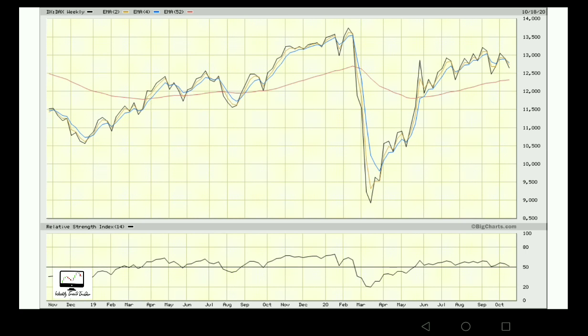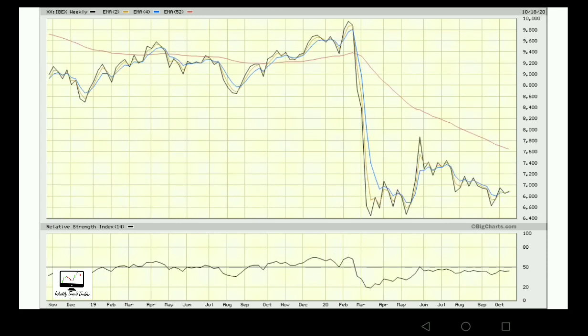Look at the RSI and the 52-week moving average, both bullish, but the market itself, the price action, is not making higher highs. So it's one just to be cautious of, the German market. Let's look at the IBEX in Spain.